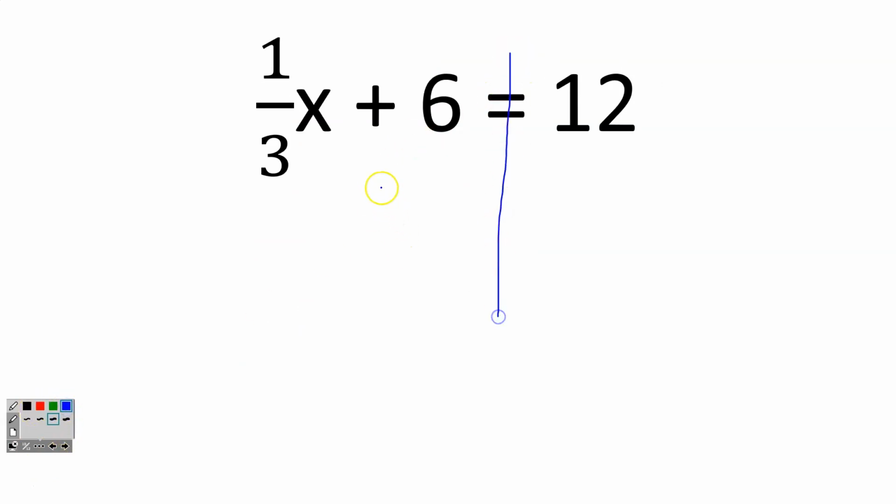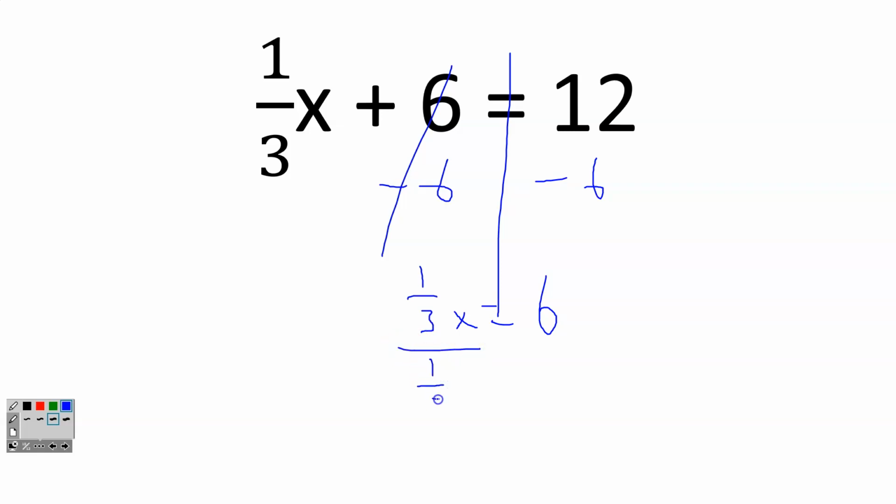Draw my fence. Subtract 6. That gives me 1/3 x on this side and 6 on this side. Now be careful with this. The 1/3 and the x, those are connected through multiplication. So we're going to divide both sides by 1/3. Some students will look at that as 1 divided by 3, and then they'll try to times by 1/3, and that doesn't work. So I'm left with an answer of x equals 18.